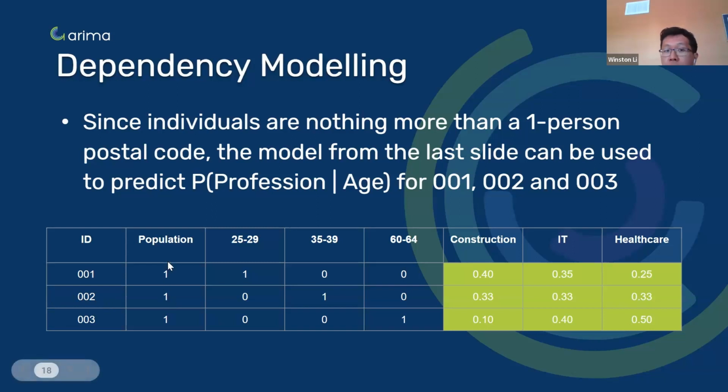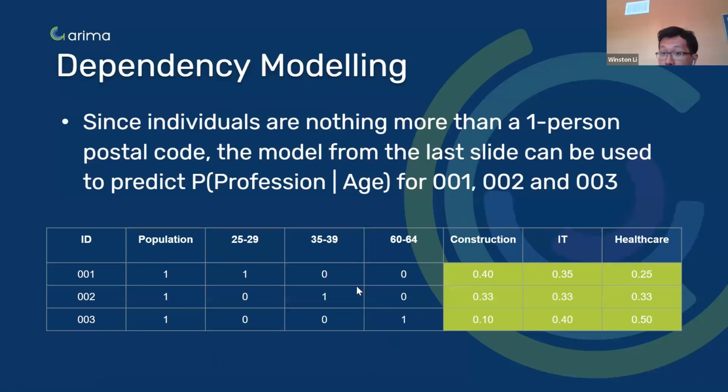Similarly, for your second person, again, it's a one-person postal code. 100% of that postal code is 30 to 35 because that's the only person in that postal code, and every other value is 0. And for the third person, again, 100% is 60 to 64, everything else 0.